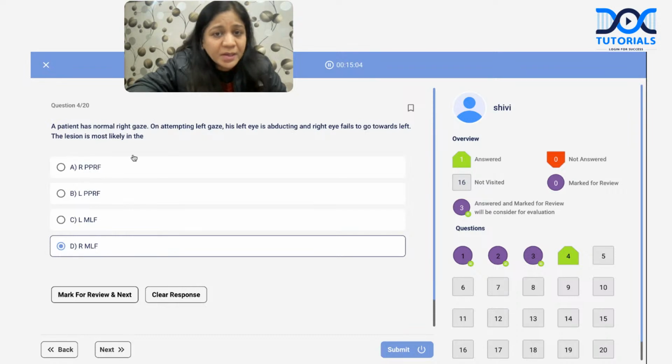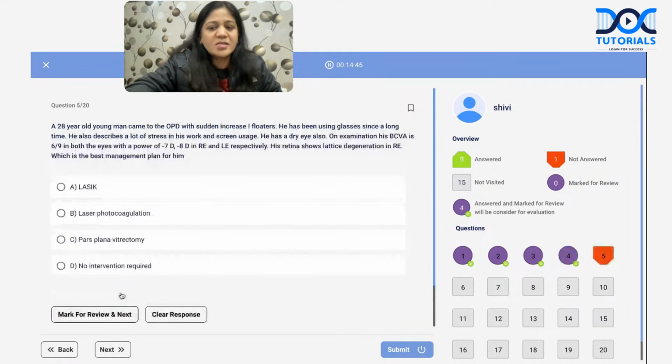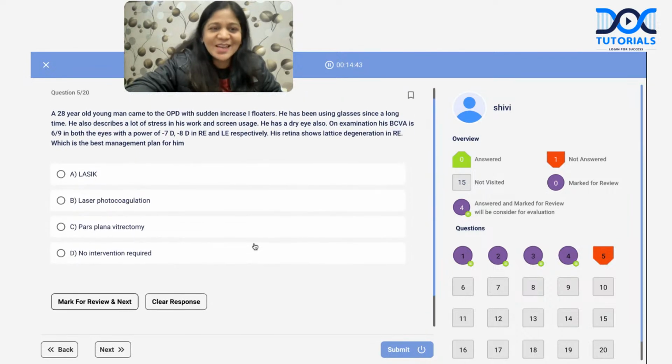It can't be right PPRF. PPRF hota to pura right gaze gone hota. Agar left PPRF hota to left gaze is absent hota, isn't it? If left MLF lesion hota, तो left adduction would have been hampered. So easy question, right MLF lesion which gives me a right internuclear ophthalmoplegia. This is the correct answer. So this is absolutely easy and correct.